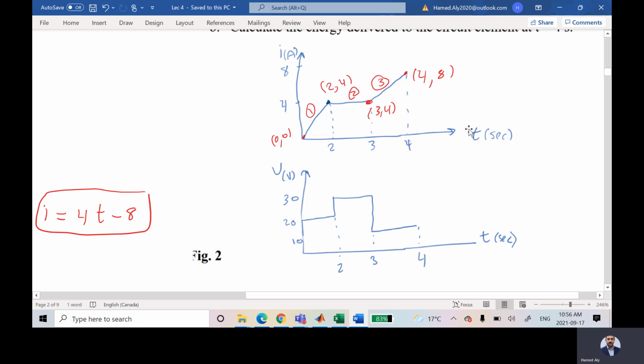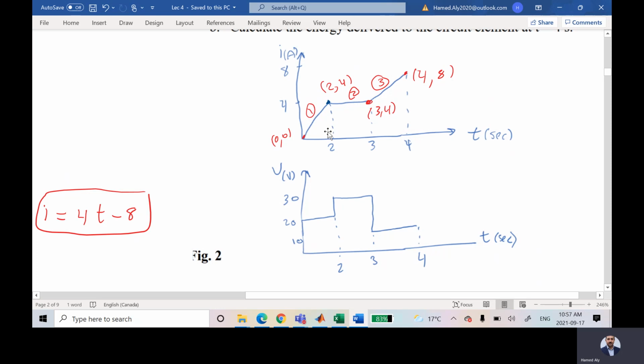This is the function between I and T. Let me talk about V and T first, because it's very easy for V, because I have what we are calling a constant function. So for the period from 0 to 2, what is the value of V? For the period from 2 to 3, it is 30. V is equal to 30. For 3 to 4, V is equal to approximately 10.